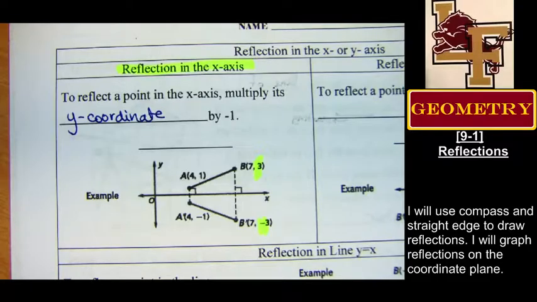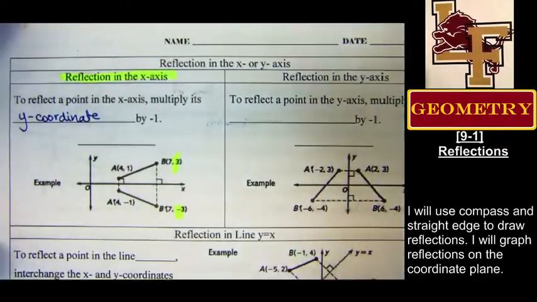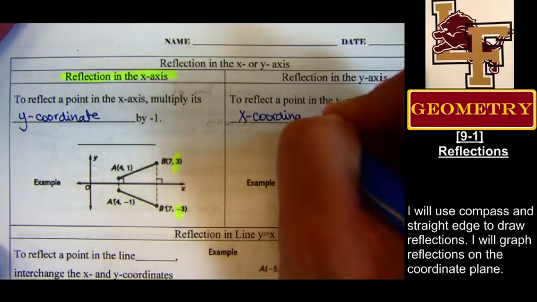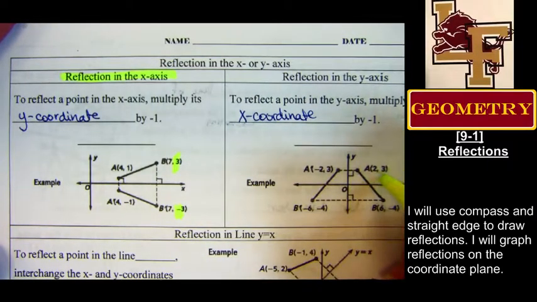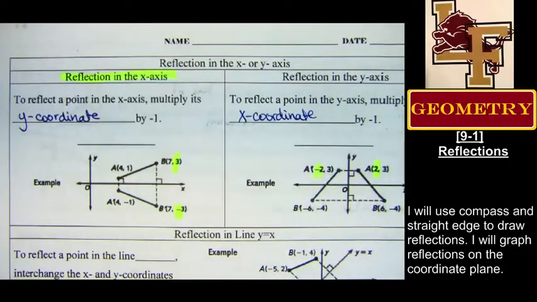Okay? To reflect in the y-axis, you're going to take the x-coordinates and you're going to multiply that by -1. So if I look at this point A has coordinates of 2, 3, its reflection at -2, +3. All we did was change the sign of the x-coordinate.